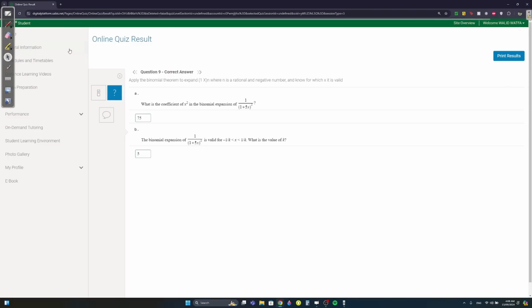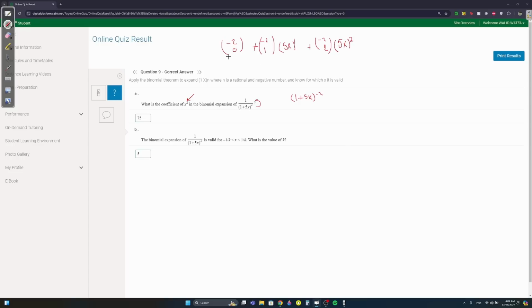Question 9. What's the coefficient of x squared in the expansion here? So what do we do? We take it upright. So it's going to be 1 plus 5x to the negative 2. Then up until x squared. So let's see. It's going to be minus 2c0. There's nothing when it's 0, right? So I'm not going to bother writing. Minus 2c1, 5x to the power of 1, plus minus 2c2, 5x squared.